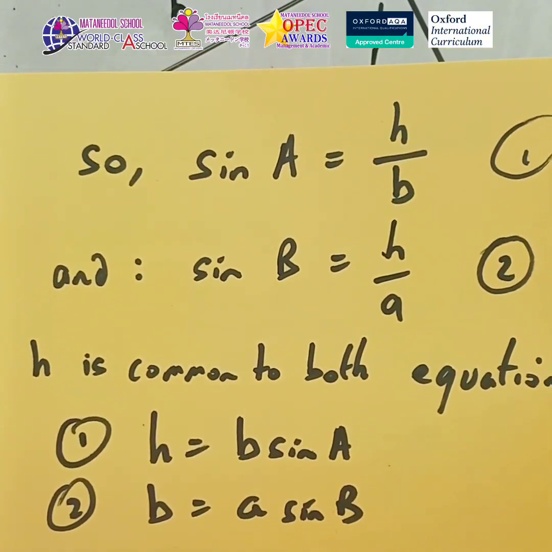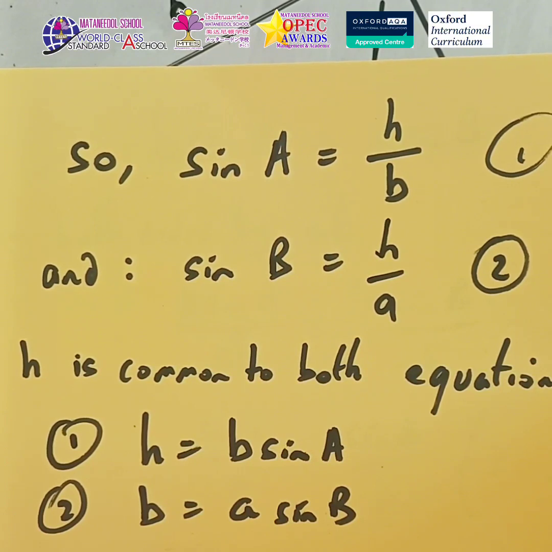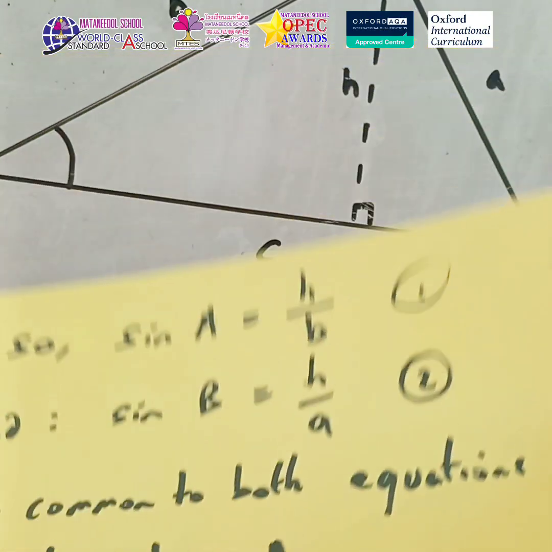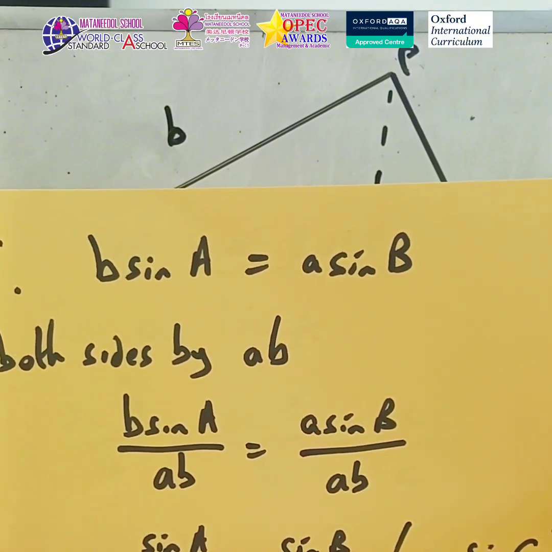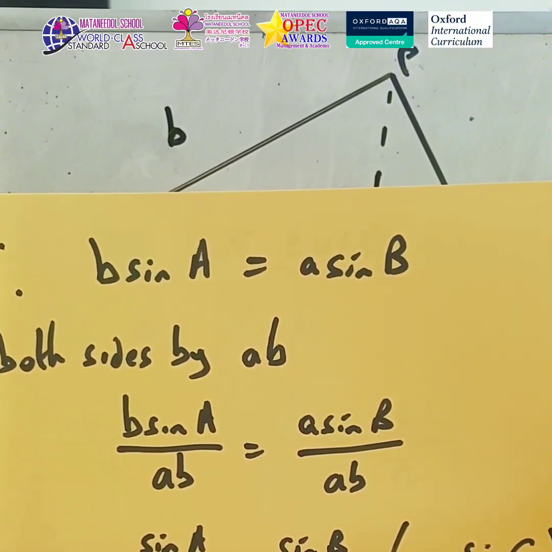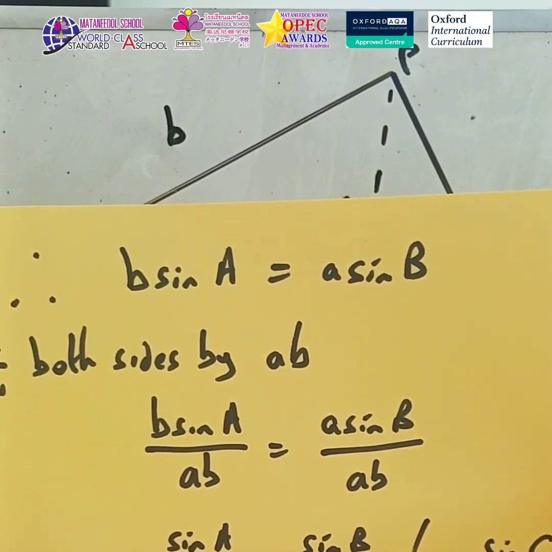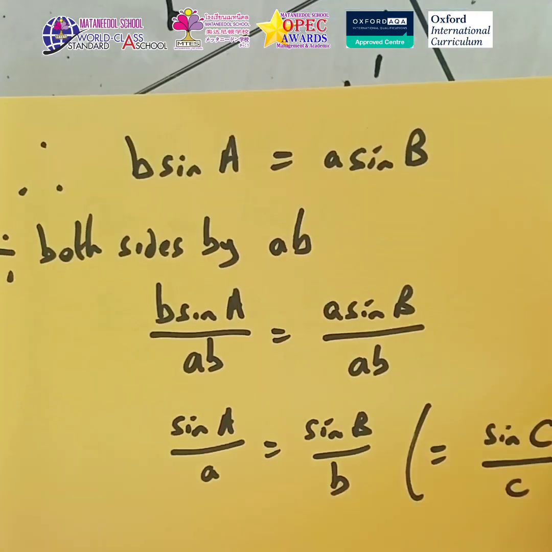So H equals B sine A, and H equals A sine B. That's not a B, that should be an H. Therefore, B sine A equals A sine B, because they both equal H. Now let's divide both sides, just a bit of algebra going on here. Let's divide both sides by AB. B sine A over AB equals A sine B over AB.